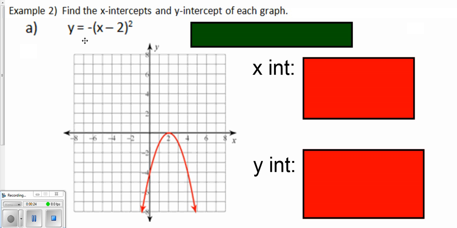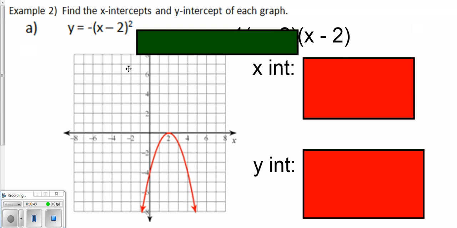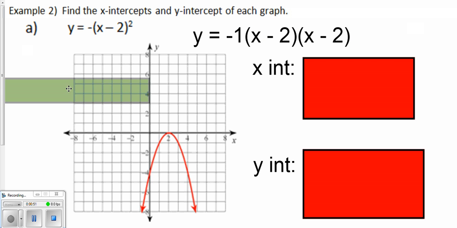So in this case, for example 2, part A, this factored equation, y equals negative out front, and then as a factor x minus 2 squared, would give us this graph, this parabola right here. Now if it's confusing or tricky to think of this as a factored form, I'm going to break this apart into 3 different pieces so you can see why it's actually a factored form.